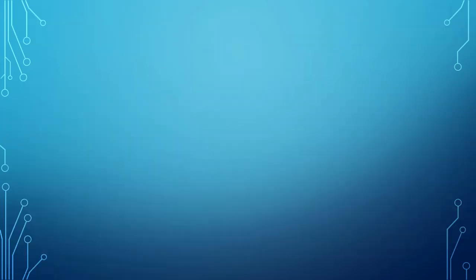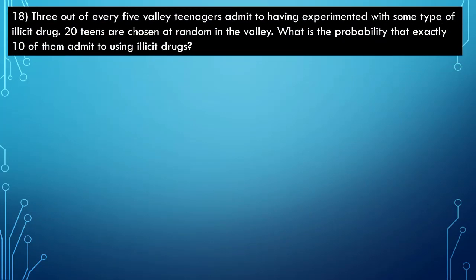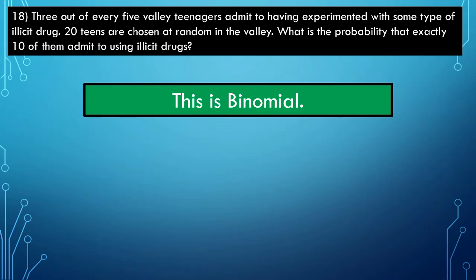In question number 18, 3 out of every 5 Valley teenagers admit to having experimented with some type of illicit drug. 20 teens are chosen at random in the Valley. What is the probability that exactly 10 of them admit to using illicit drugs? So this is a binomial problem, because either they admit to having experimented or they don't. There's two possibilities here.